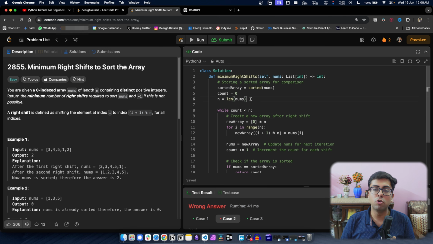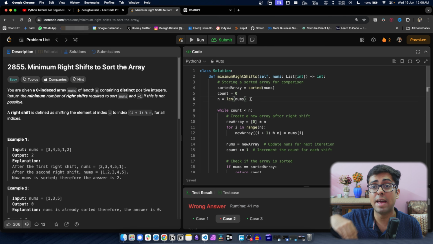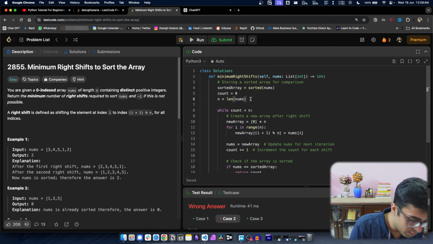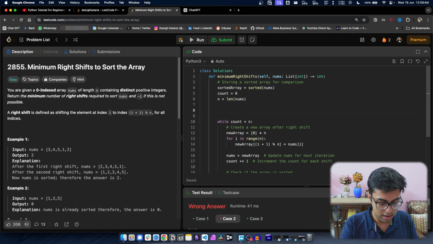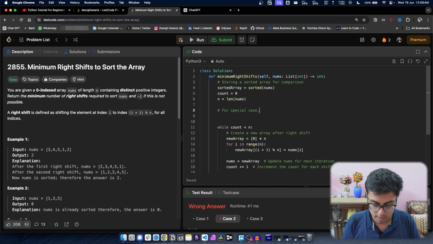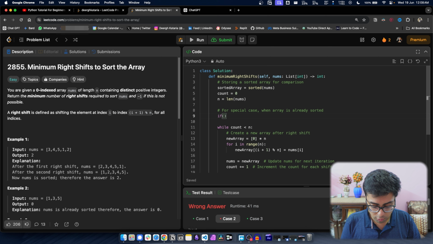Okay. For this, we need to make a case where the array is already sorted. So in a case where array is already sorted, we are going to make a case and write it as a special case when array is already sorted. We're going to compare it directly. Like in this case, the array was sorted directly, so we don't need to do anything. We're going to go like this: sorted array is equal to nums colon.